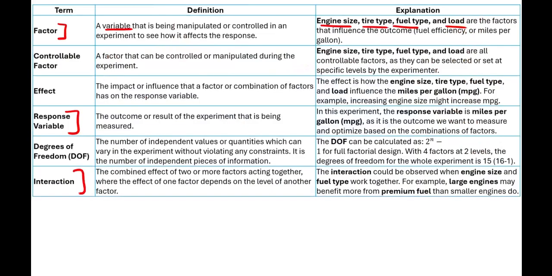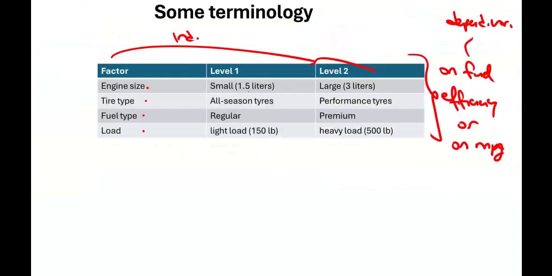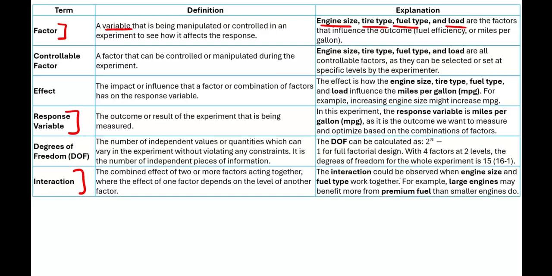And then we have the interaction effect. As we talked about, interaction means that the variables interact with each other. For example, the engine size and fuel type have some type of interaction. If you have a large engine that needs premium fuel, this is what interaction means, that variables interact with each other.